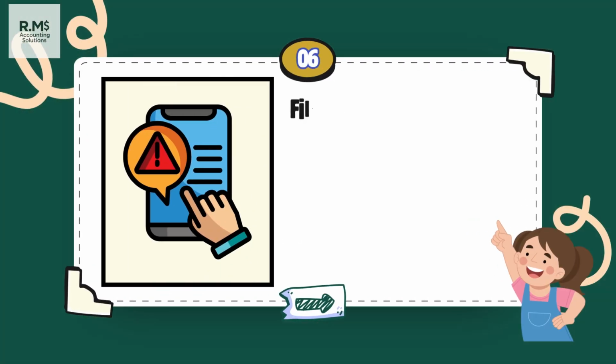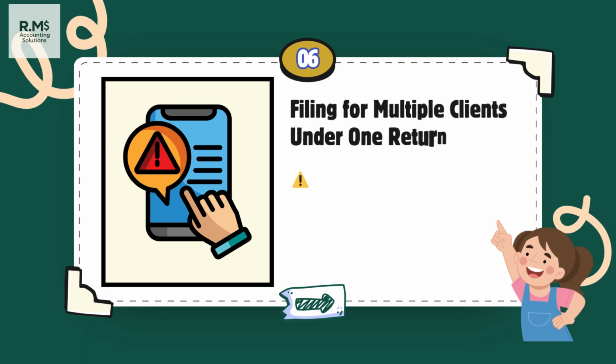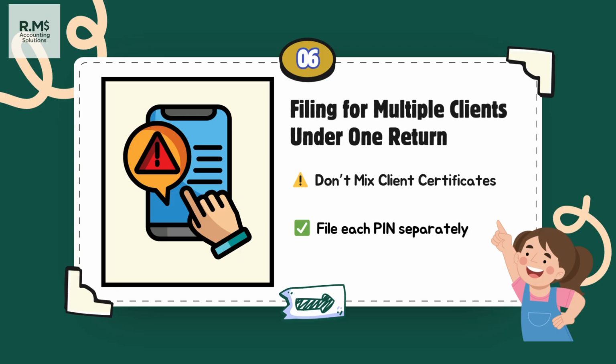If you are helping multiple clients file withholding tax returns, be very careful not to mix up their certificates. Each certificate must be filed under the correct taxpayer's PIN. Filing certificates from different clients under the same iTax account, even by mistake, will lead to serious mismatches or silent return failures. Always confirm which certificate belongs to which taxpayer before uploading.